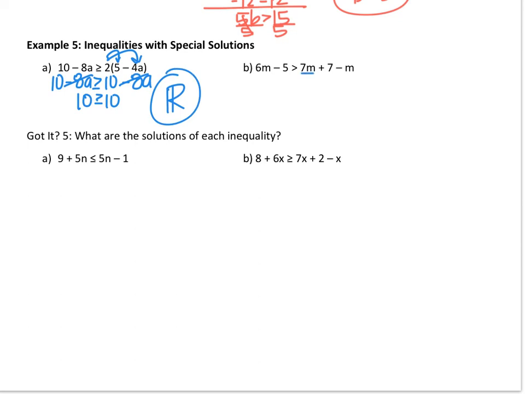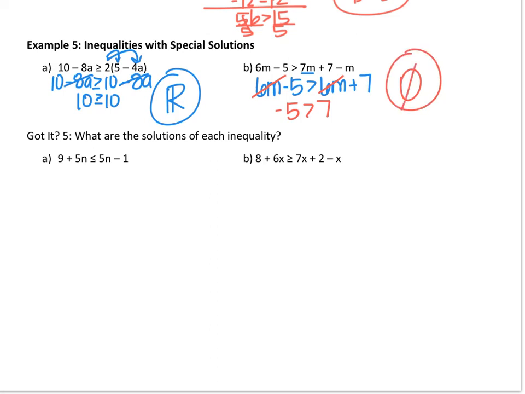B, you've got like terms. You're going to end up with 6m minus 5 is greater than 6m plus 7. Your 6m's are going to cancel, and you get negative 5 is greater than 7, which is never true, so your answer is no solution. Got it, number 5. Pause the video, do these on your own, and I'll give you the answer in just a second.